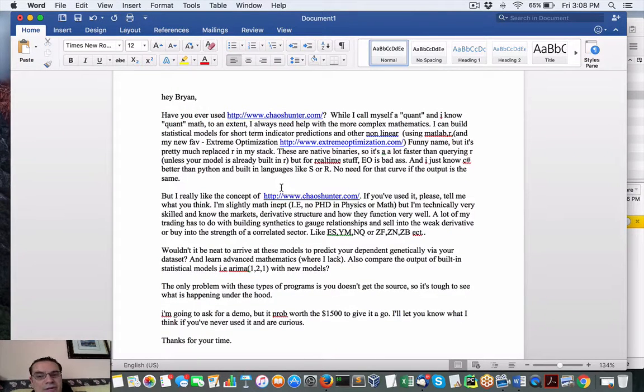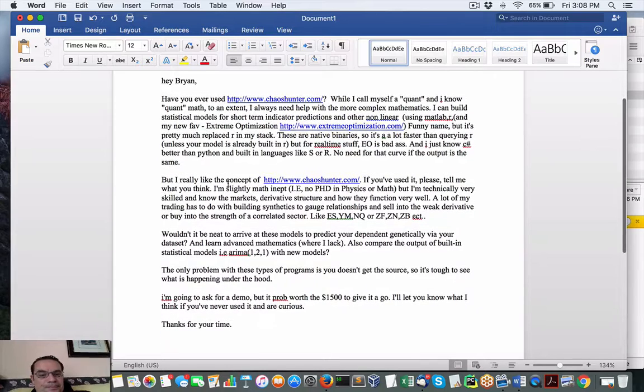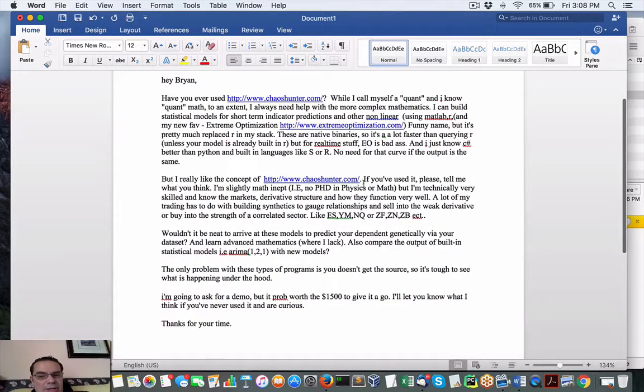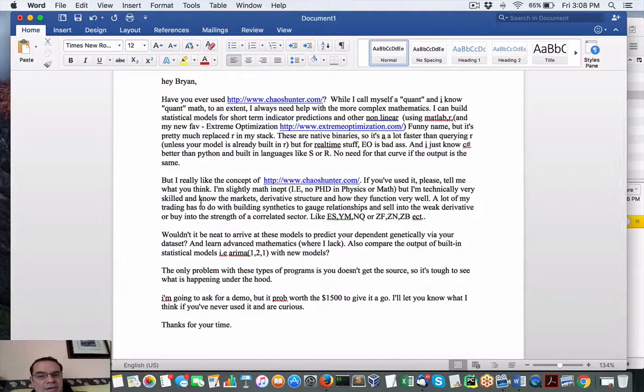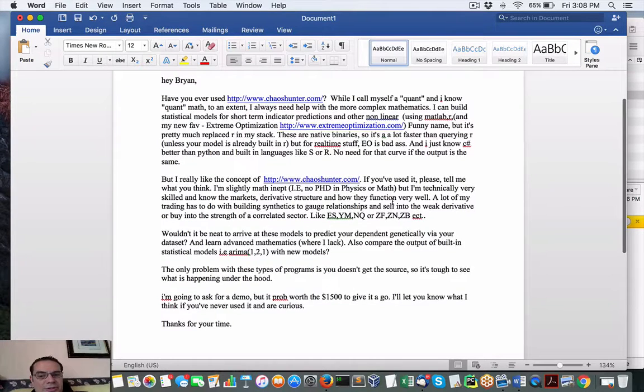No need for that curve if the output is the same. But I really like the concept. If you've used it, please tell me what you think. Slightly math inept, no PhD in physics or math. Technically, very skilled. I know the market's derivative structure and how they function. A lot of my trading has to do with building synthetics to gauge relationships and sell into the weaker derivative or buy into the strength of correlated sectors like ES, YM, and Q, all that stuff.